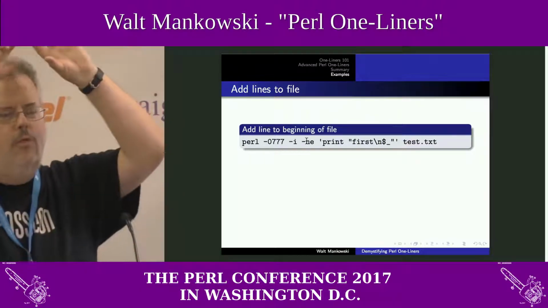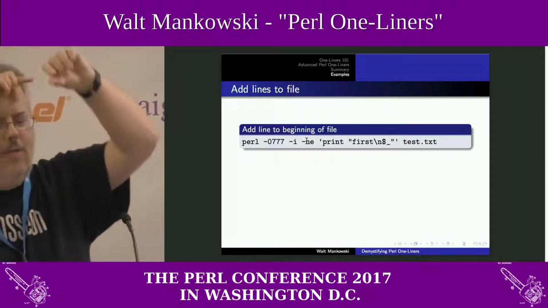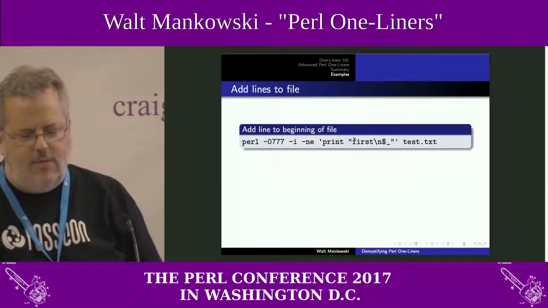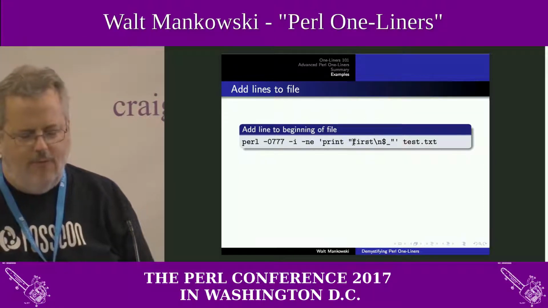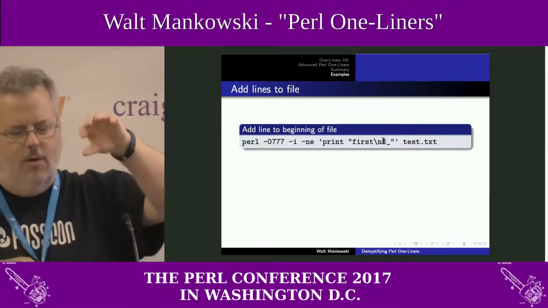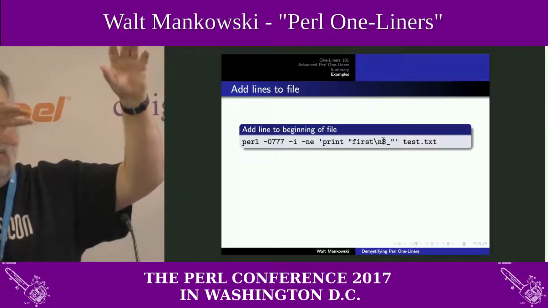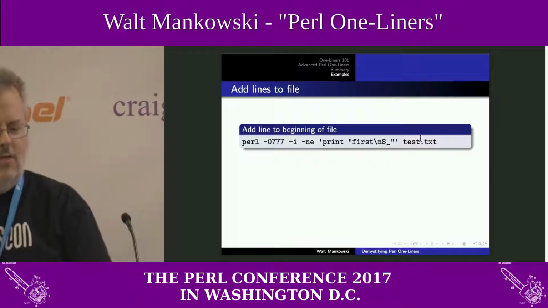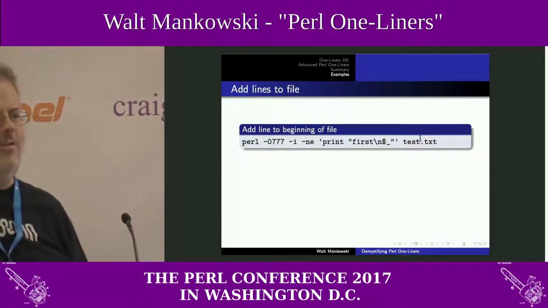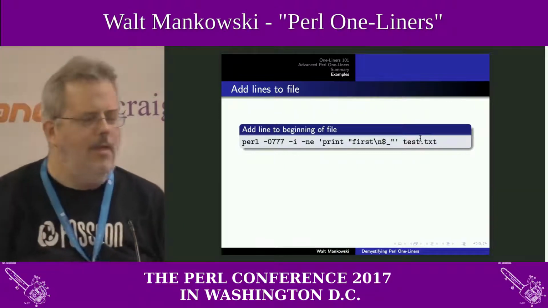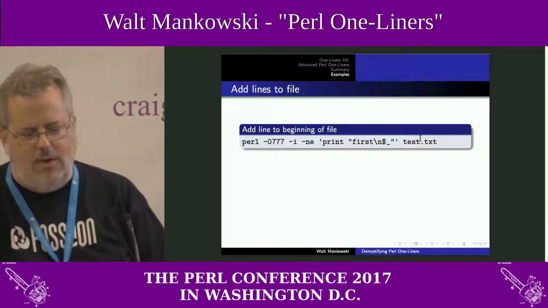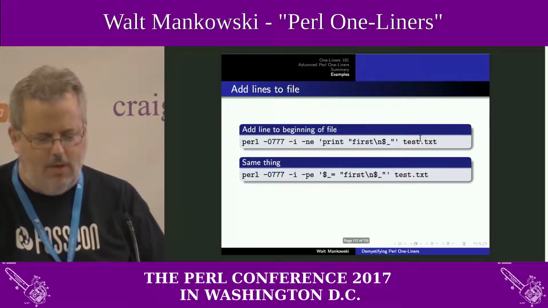So now it loops one time, the entire file is in $_, and now we say print first, and a new line, and $_. It's going to print that, and it's going to go back into test.txt. So now we've added the line "first" at the top of the file. That's one way to do it, and that's probably the most straightforward way of doing it.